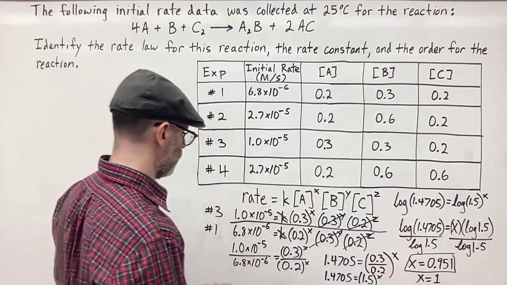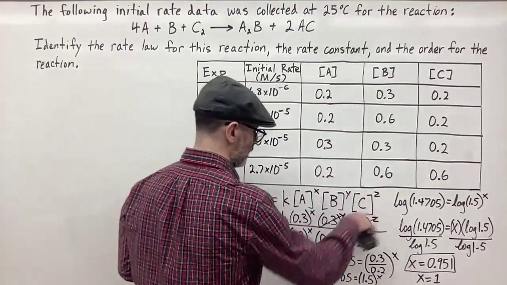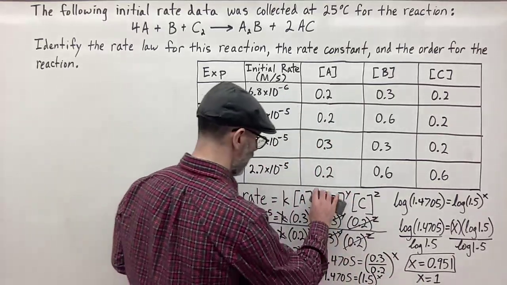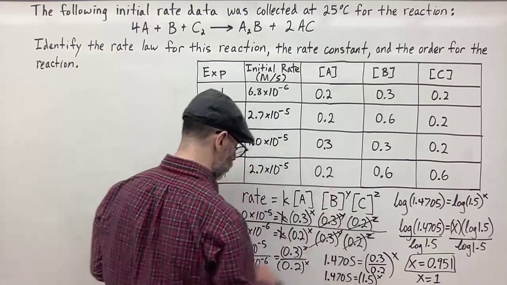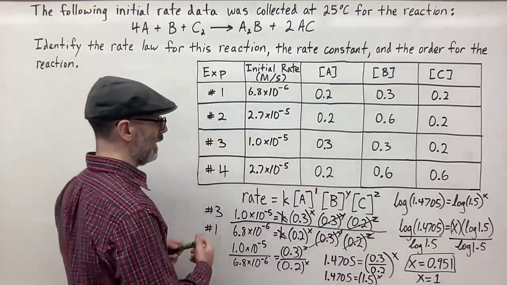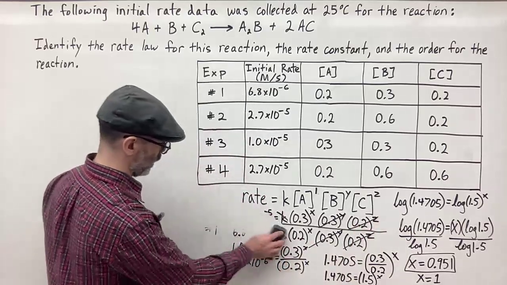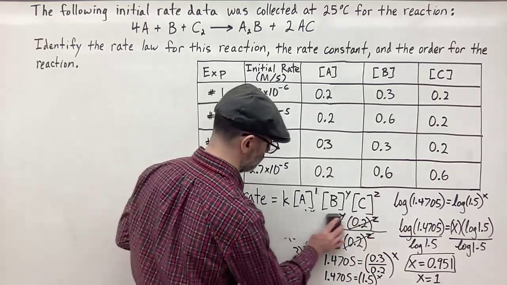So far, so good. But then we have to do the same thing for B and C. We know that x is a 1 now, so we'll just replace that with a 1, and then we do the same thing for B and C. So let's go ahead and erase this.